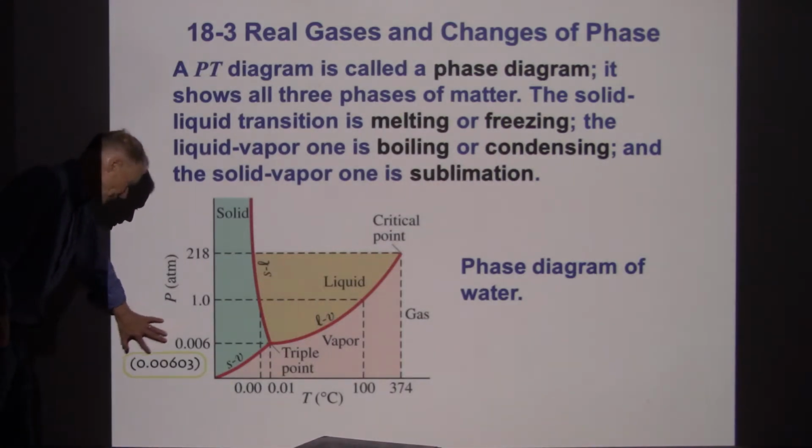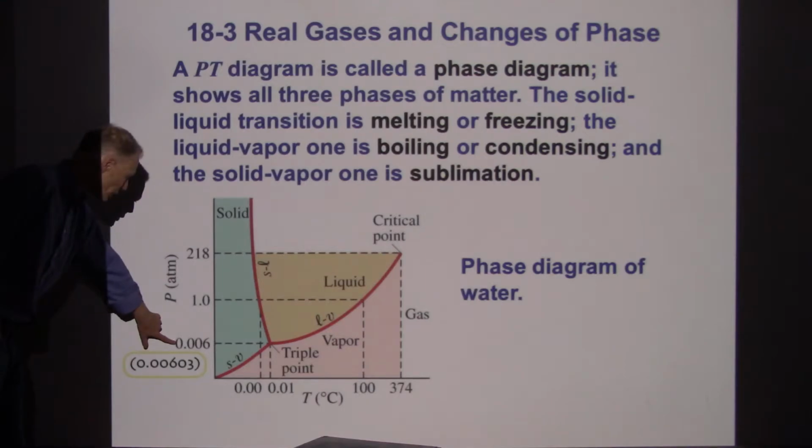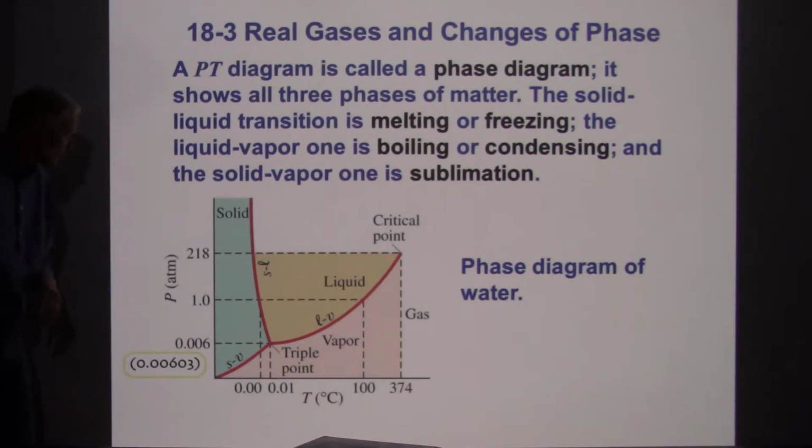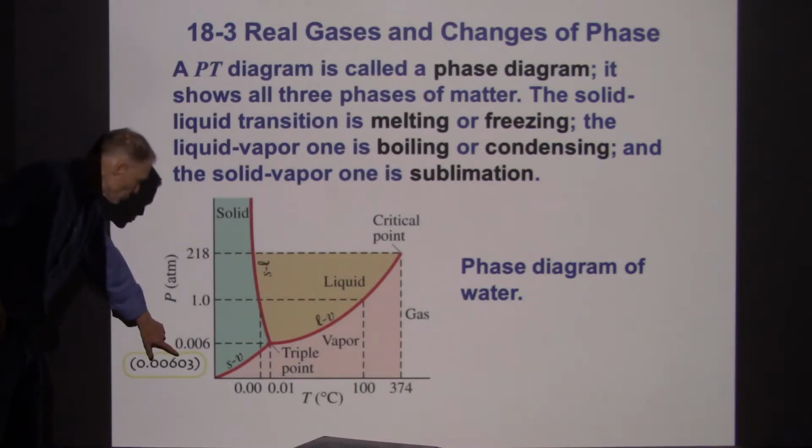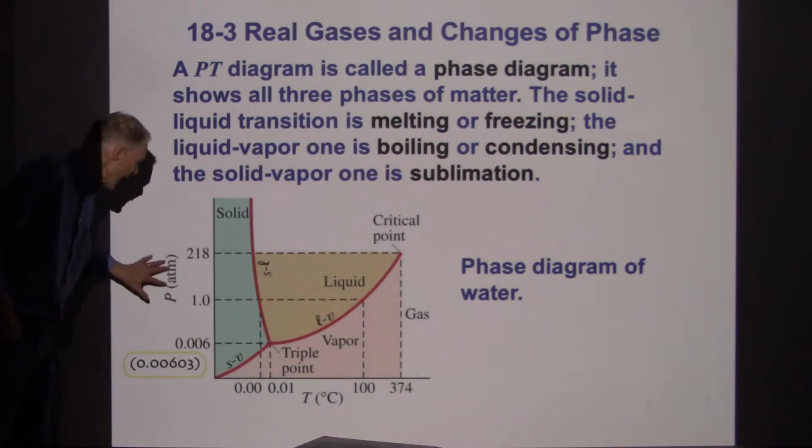Now on the pressure side, I did look this up. This kind of stuff drives me crazy. What does 0.006 mean? We can do better. We got to have more than 1 significant figure. So I looked that up. It turns out that the triple point of water occurs at 0.00, I want 3 sig figs, so 603 atmospheres.